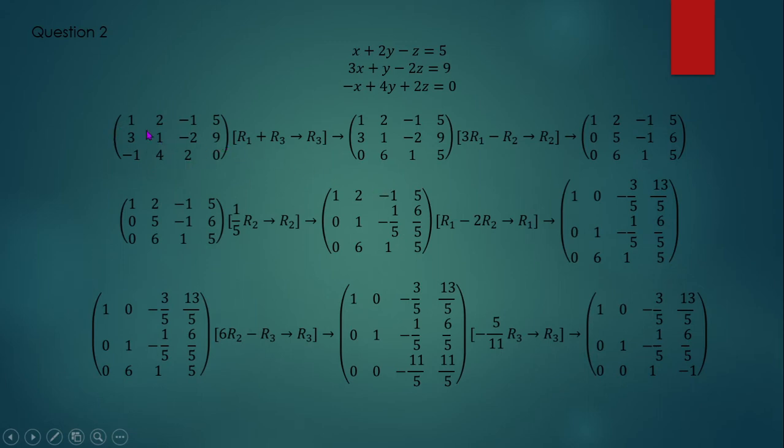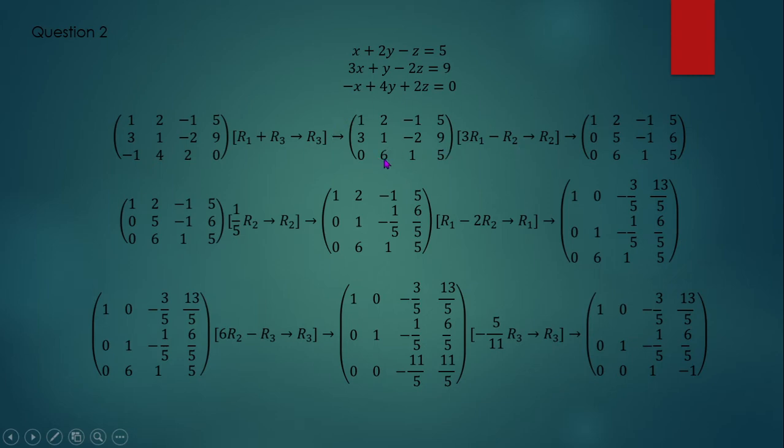First I want to make 1 the main pivot, so I want to eliminate this first because it is easier. We just need to add R1 to R3, substitute into R3. So we have 0, 6, 1, 5. 1 plus -1 is 0, 2 plus 4 is 6, -1 plus 2 is 1, 5 plus 0 is 5. So that's how it works.